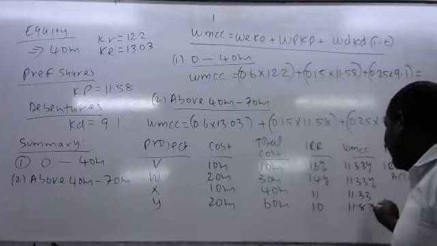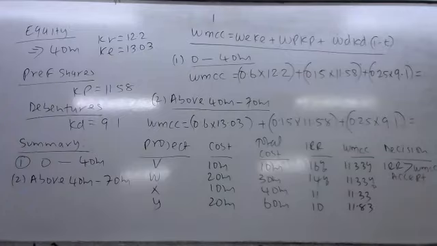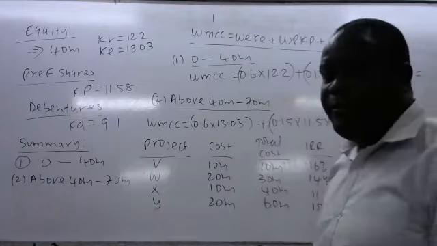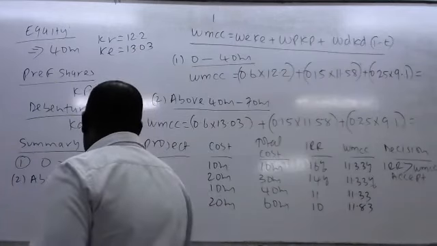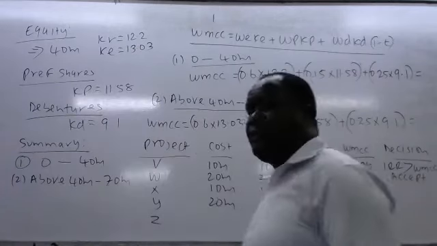Yeah, so still that one will be rejected. That one will be rejected because the IRR is less than what? The WMCC. Then the next one is supposed to be Z.